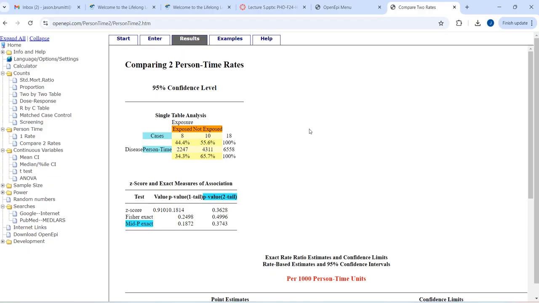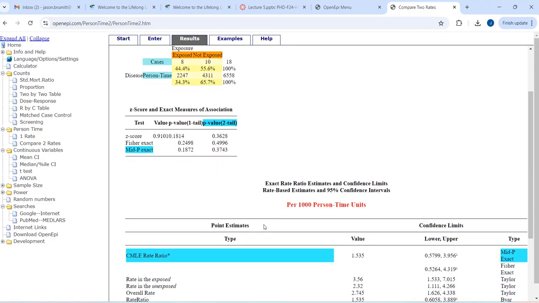First off, the first thing we're going to see is that there is not a significant p-value. Going with the more conservative p-value, the two-tail, at the 0.05 level, we did not achieve that. If I use the mid-P exact, 0.37. That's what I would report, or 0.374, whatever the journal wanted.